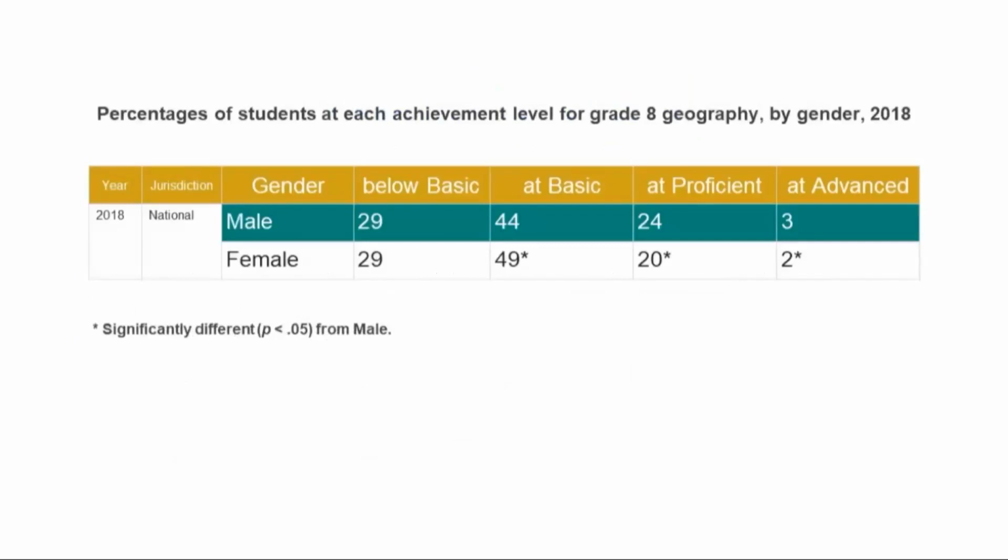So here's a table showing the percentages of male and female students at each achievement level on the geography assessment. T-tests of significance indicate no meaningful population differences at the below basic level. The largest proportions of male and female students fall at the basic category, with significantly higher percentages of females. Students in the proficient and advanced levels are more likely to be male than female, although proportions are very low.